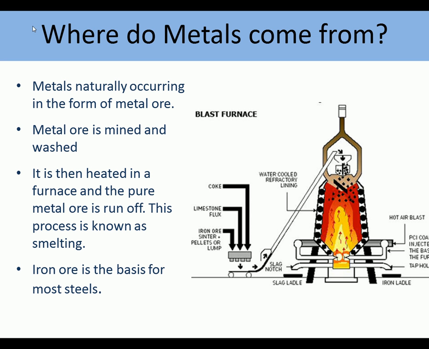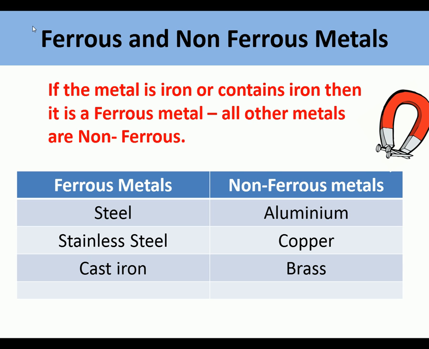Where do metals come from? Metals are naturally occurring in the earth in the form of metal ore. Metal ore is mined, washed, treated and then heated in a furnace. The pure metal is run off. This process is known as smelting, and this for steel is done in a blast furnace. Iron ore is the basis for most steels.